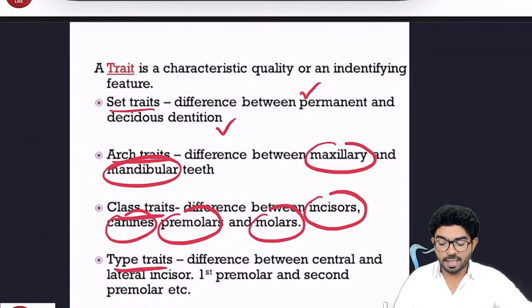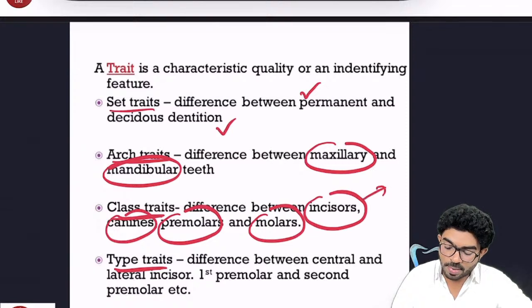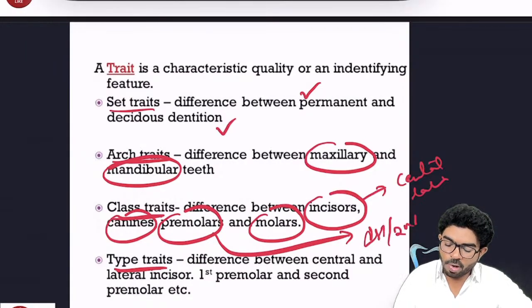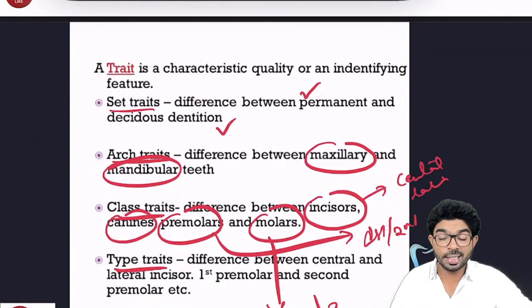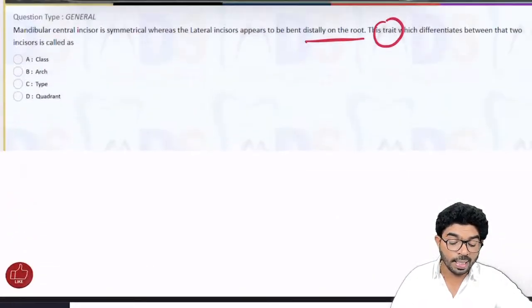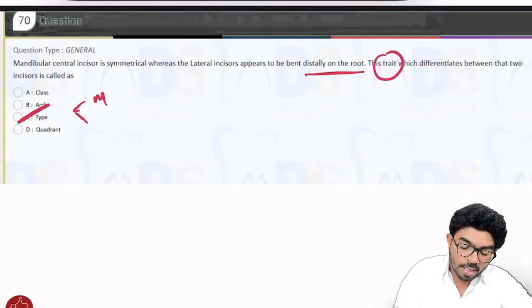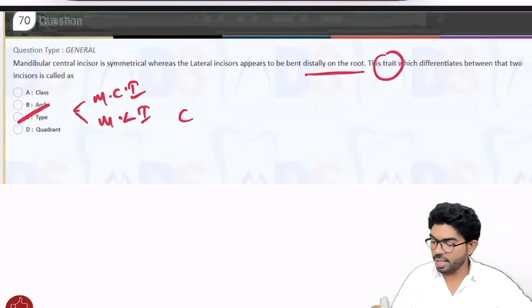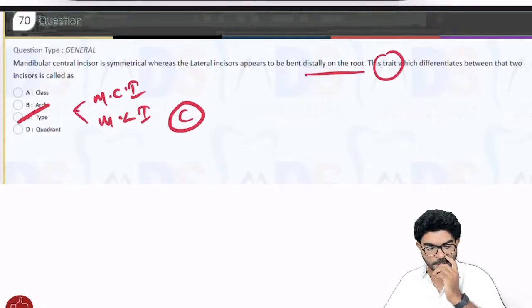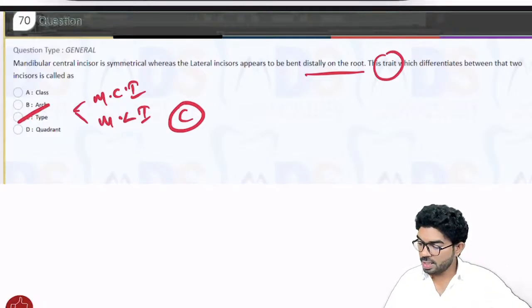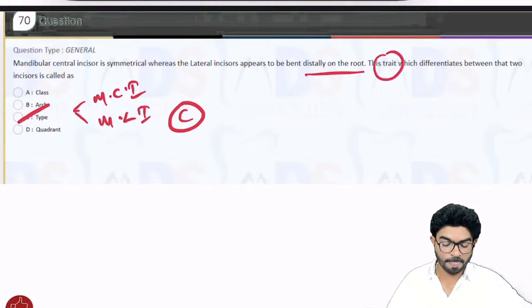Type means, for example, you have 2 types of incisors: one is central incisor, the second is lateral incisor. You have premolars: first premolar and second premolar. You have molars: first molar, second molar and third molar. They're talking about type. So now this is the type they're asking, between the mandibular central incisor and mandibular lateral incisor. Question 70, the option is C.